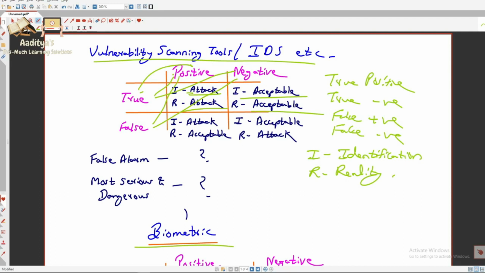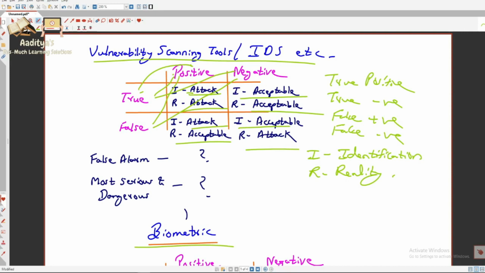Okay, next is false positive. False positive means the tool or the IDS identifies it as an attack, but the reality is it is acceptable. And what is false negative? False negative is the scanning tool is identifying that particular activity as acceptable, but in reality it's an attack. So identification as acceptable, but in reality it's an attack.